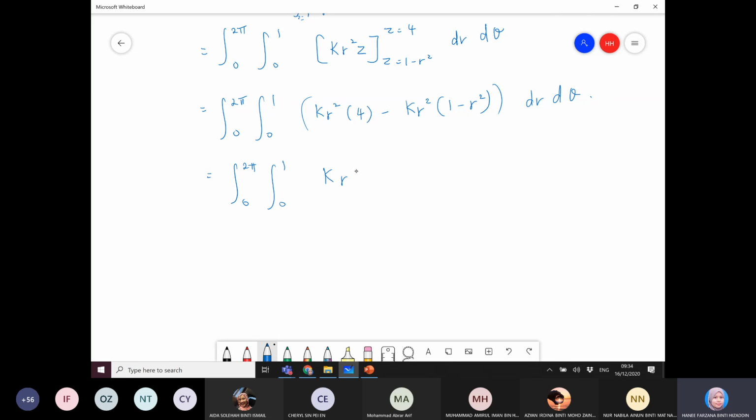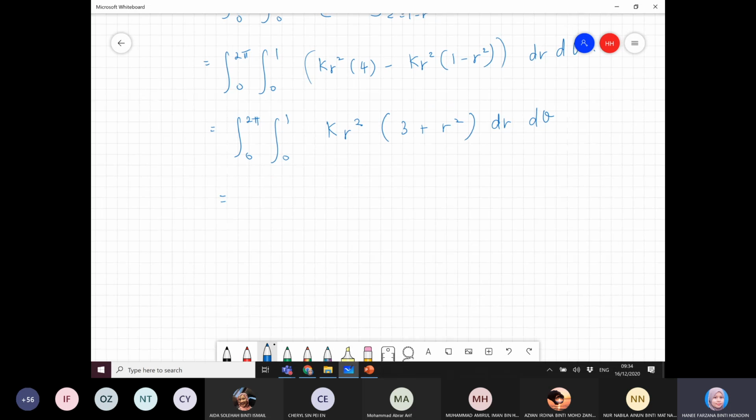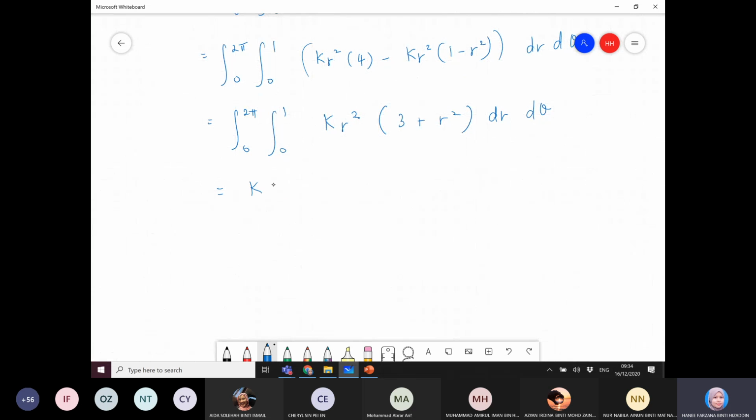So you can take out the r squared and then kr squared, and then you get, what is it that you get? I think from here you can do it on your own, but let's just continue since we have time. And please spot if I make any mistake.